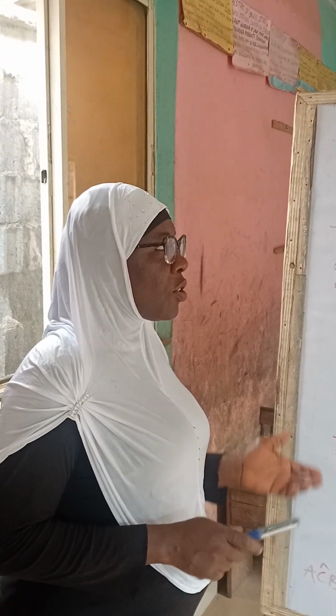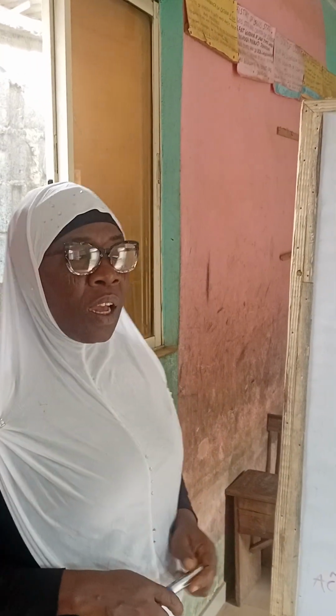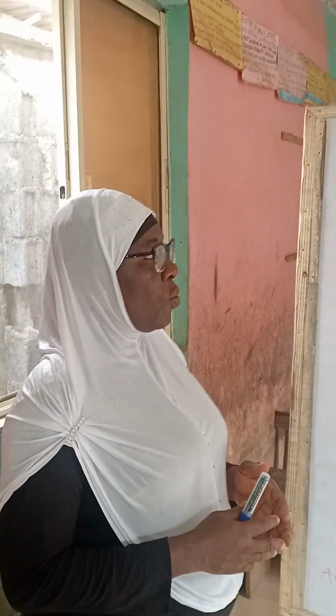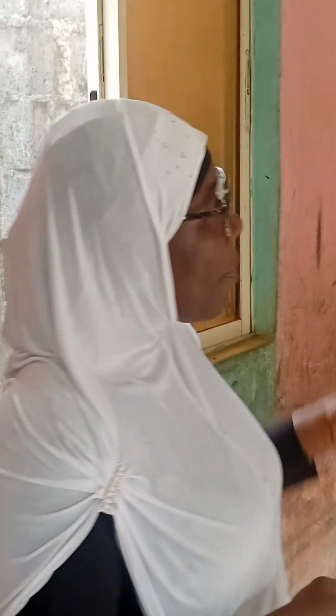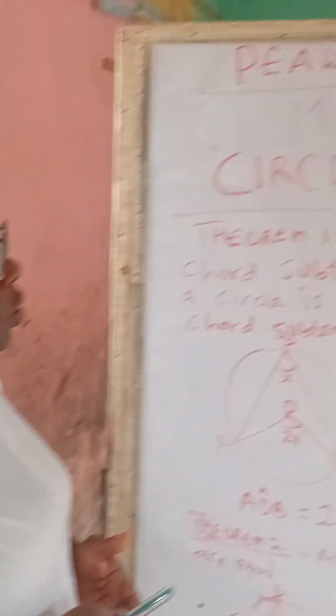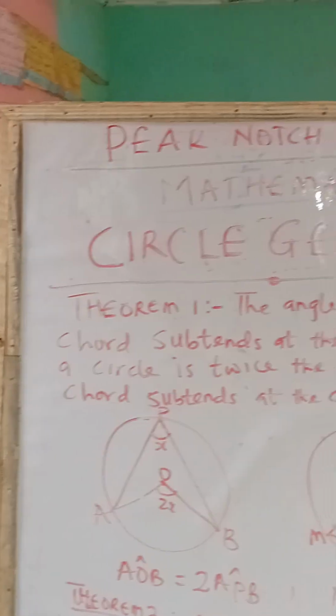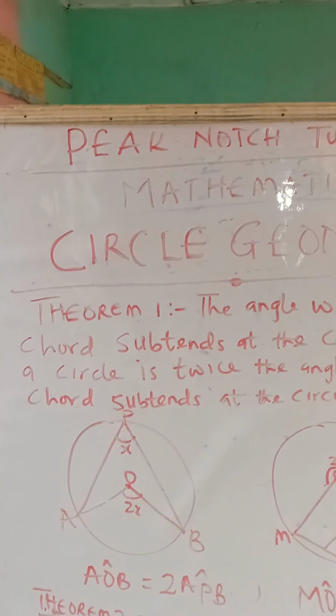And in PeakNotch Tutorial, like I've told you earlier, all we do is to assist you in basic topics that will assist you to pass your coming WAEC. We have the version for the junior category. We also have it for the primary category. But today we want to take questions on circle geometry, where we will treat at least two theorems today.